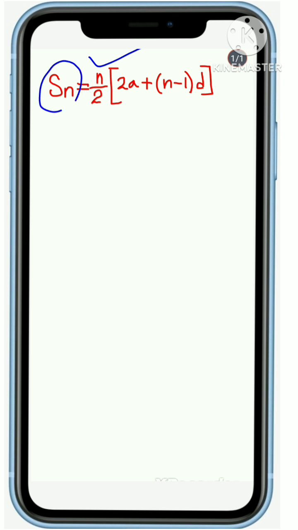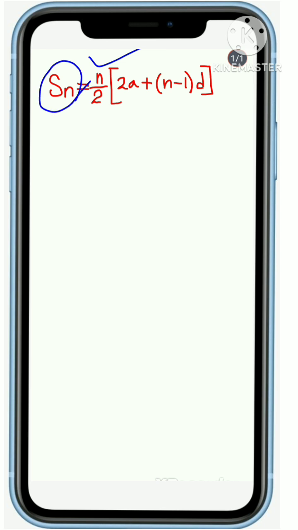Again, if you have to find the sum of an AP, then we have Sn, which represents the sum of an AP, right? Sn equal to n by 2, 2a plus n minus 1 into D. By using this formula, we can find the sum of an AP, right?